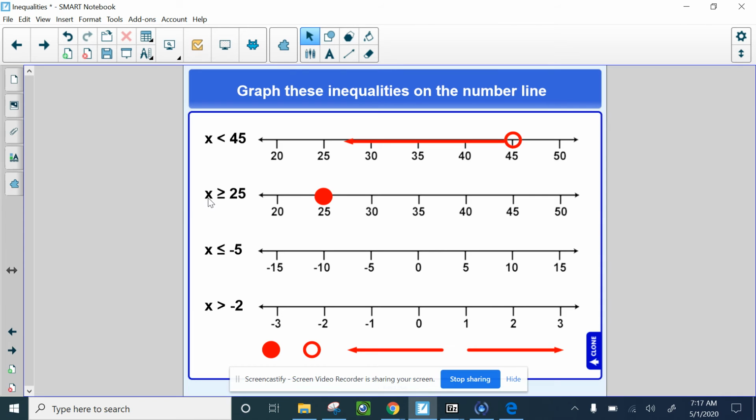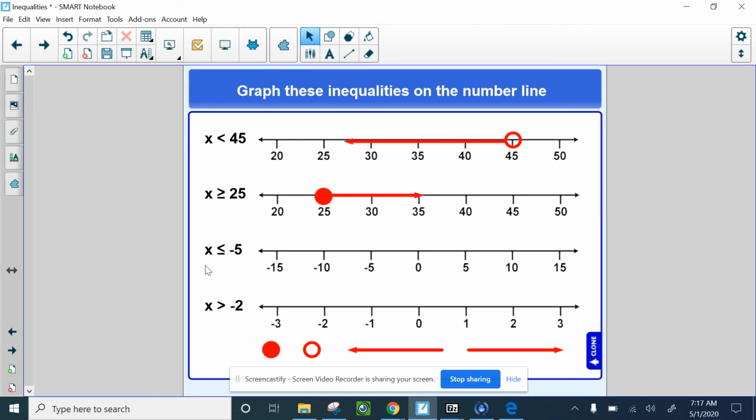So since x has to be greater than or equal to 25, I want my arrow going in the direction of numbers that are larger than 25. So look at that here. I'm going to pick my arrow going to the right for this problem. So for example, 30 would be a part of my solution set. Is 30 greater than or equal to 25? Yes. So my arrow, I know, is going in the right direction.